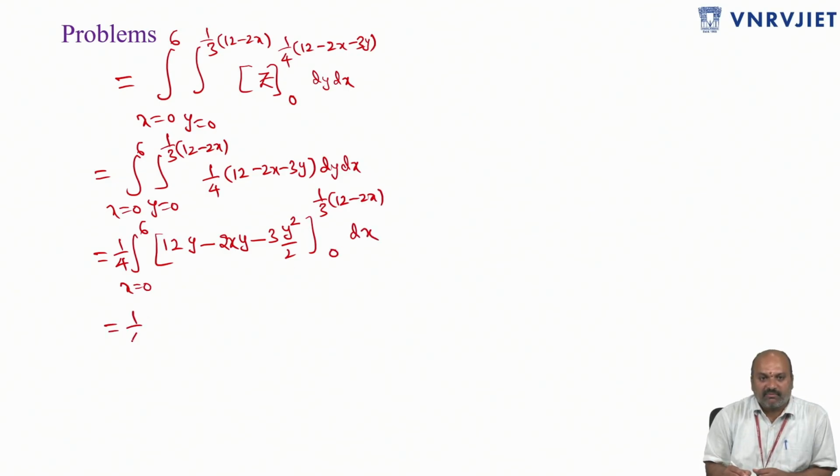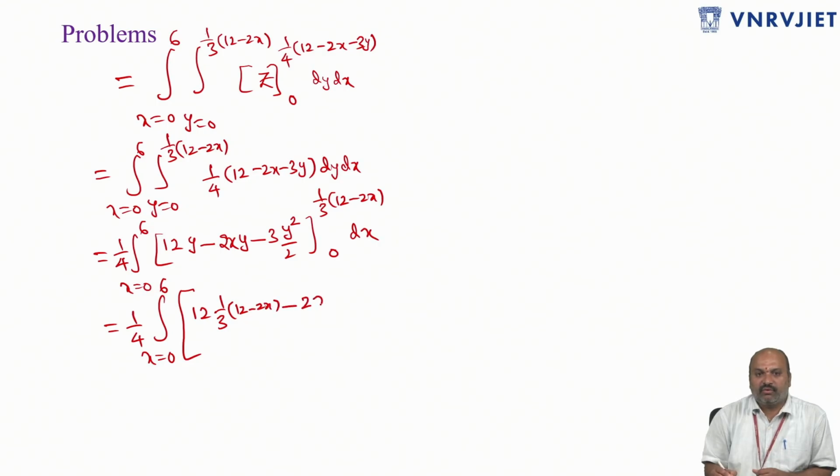So this is equals to 1 by 4 integral x varies from 0 to 6. Now let's substitute instead of y. Instead of y, 1 by 3 into 12 minus 2x, minus 2x into 1 by 3 into 12 minus 2x, minus 3 by 2 y square. Y square means 1 by 3 whole square, 9. It is 12 minus 2x whole square. Lower limit has no contribution since it is 0, all becomes 0. Lower limit contribution is 0.